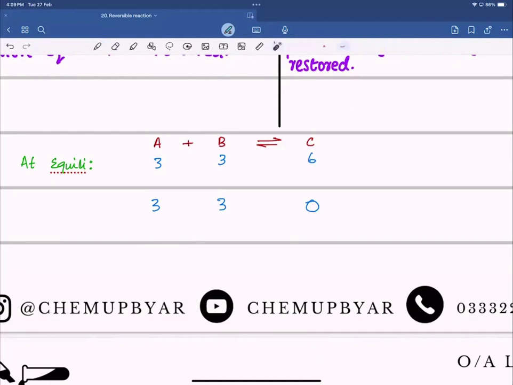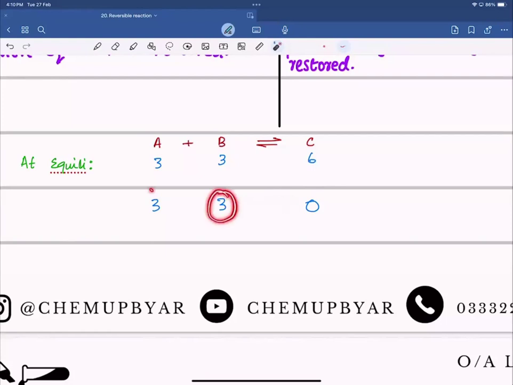What I did, I removed all of the product. So if the product is removed, the amount of product is decreased, right? So we have to minimize this change. It means we have to make sure that more product will form. So how will more product form? When the reactants again turn back into the product, in the forward direction, and will form more product.